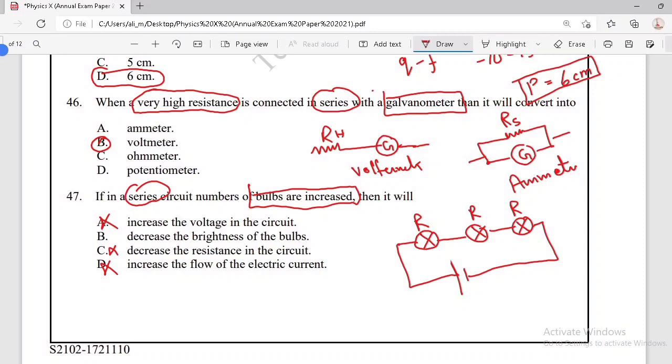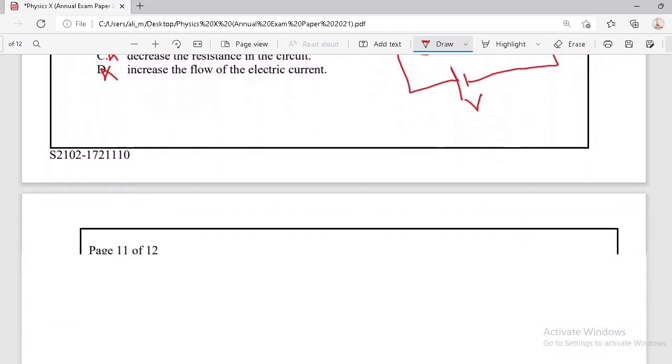So the last option, option B, is the right answer for this question: if we increase the number of bulbs, this would decrease the brightness of the bulb, because the total voltage V of the circuit will be divided across each bulb. So option B is the right answer.